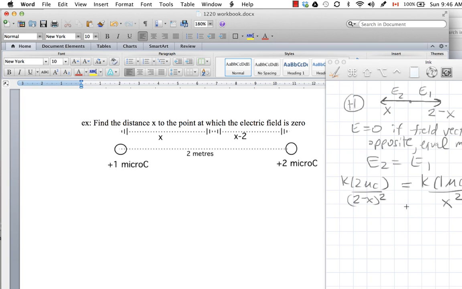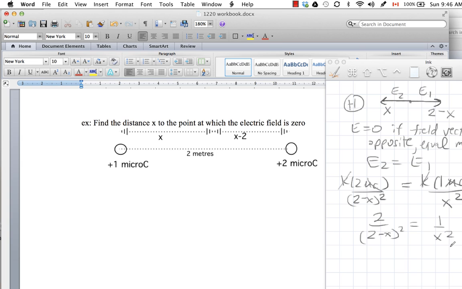So this is the equation that says they have equal magnitudes, and we want to solve that for x. Now, it makes our life quite a bit easier if we just cancel the k out on both sides and cancel out the microcoulomb units, because then we get a much cleaner looking equation like this. This is just a quadratic.